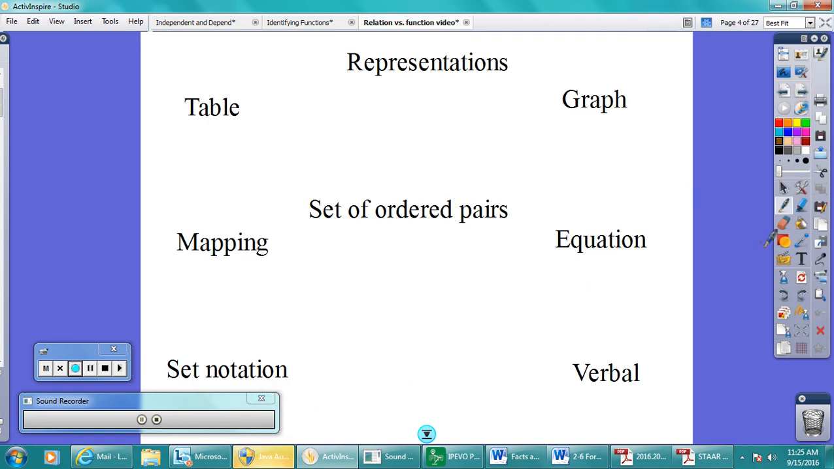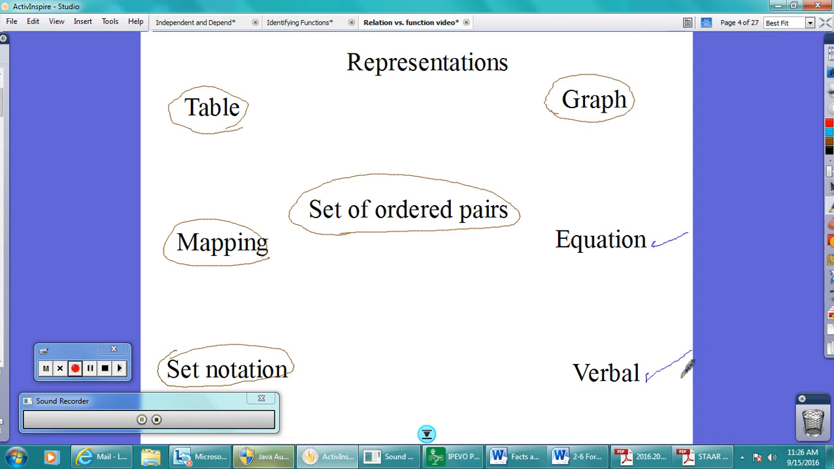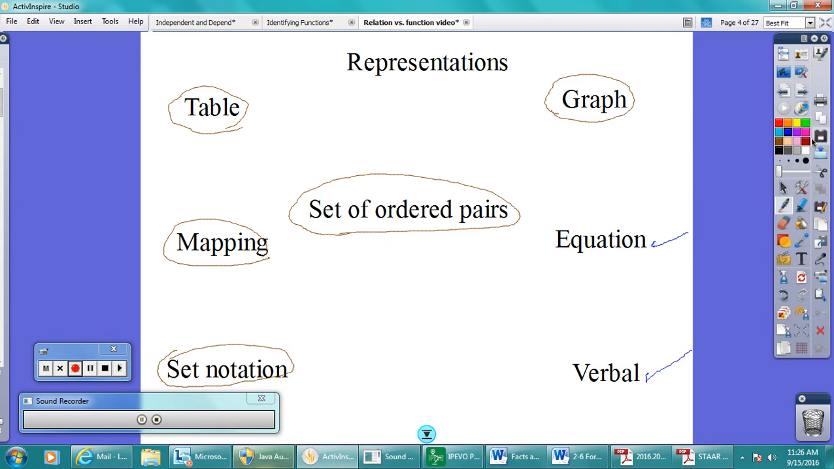Now, there's different representations of functions. We're going to see a graph, we're going to see a table, we're going to see mapping, and we're going to talk about a set of ordered pairs. Okay? I think we might even see set notation. For equations and verbal, that's going to be the next video on Monday.